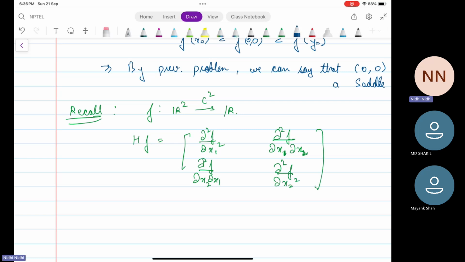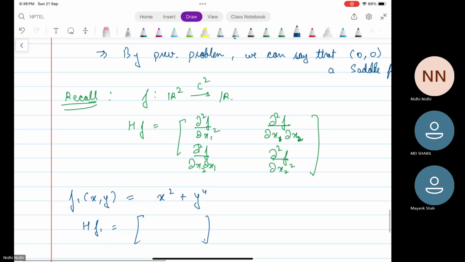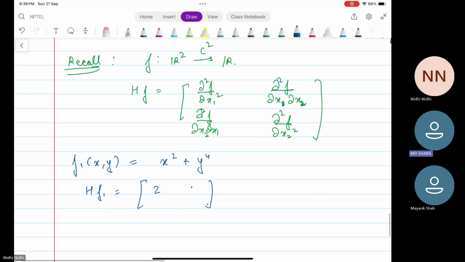In the first case, our function f1(x,y) is x square plus y power 4. So tell me what will be the Hessian of this function. This will be 2, 0, and 0, and 12y square. And then we need to find the quadratic form corresponding to the Hessian.